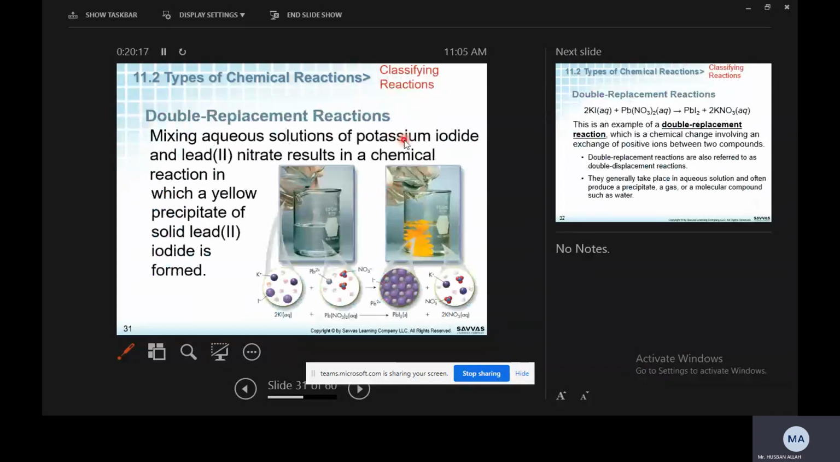Mixing aqueous solutions of potassium iodide and lead nitrate results in a chemical reaction in which a yellow precipitate of lead iodide is formed. So when this yellow precipitate comes, it means a reaction happens. Look at the reaction. What is meant by double replacement reaction? Two elements are going to exchange their places. That is called double replacement reaction.